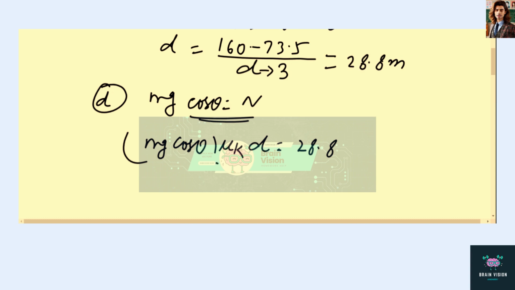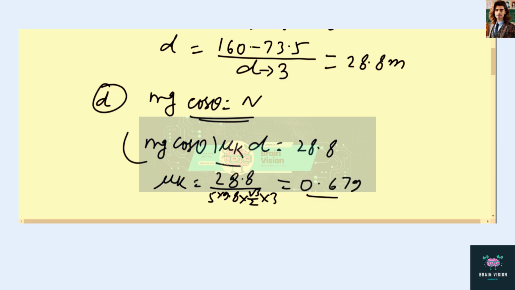m is given here, which is 5. So directly we can write mu k equals 28.8 upon mg cos theta d. m is 5, g is 9.8, and cos theta means root 3 upon 2, because theta is 30 degrees, and d is 3. After calculation, we get the value of mu k in the range of 0.679. This is the value, and we get all this step by step.